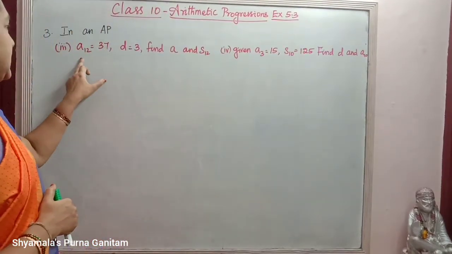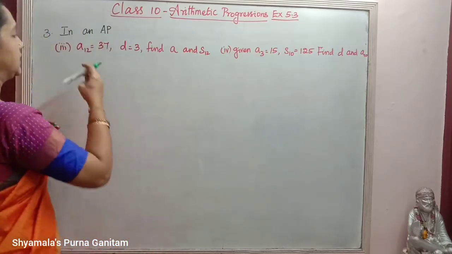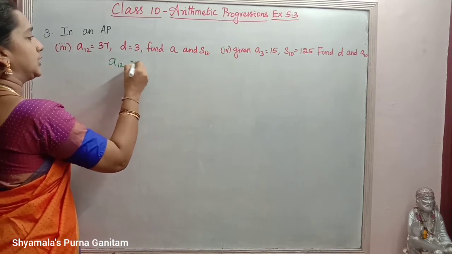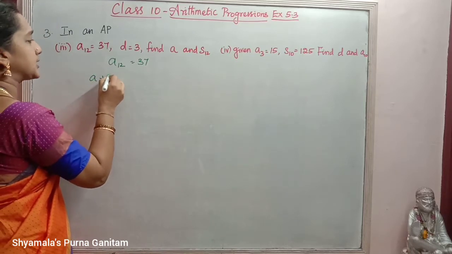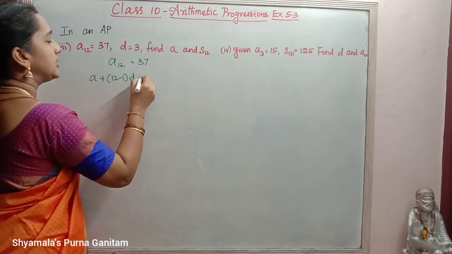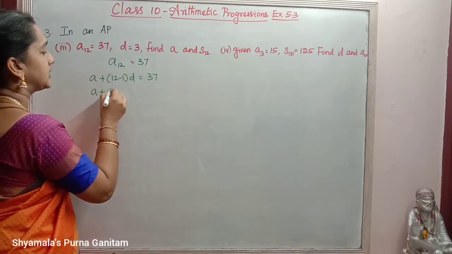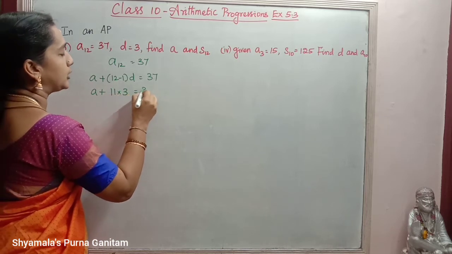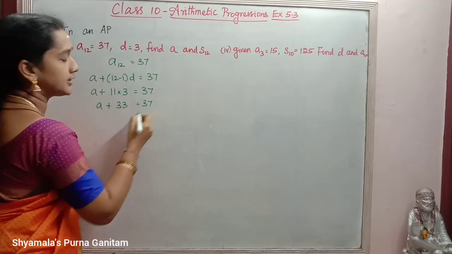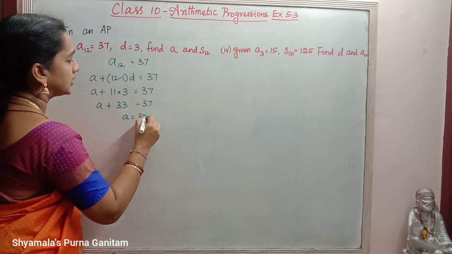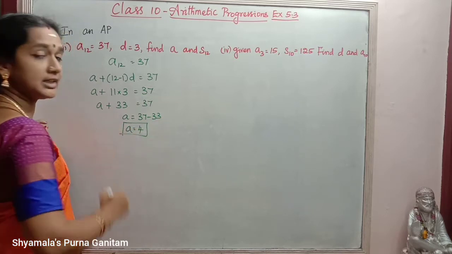Next sum is A12 is 37, D is 3, find A and S12. So here with this A12 is equal to 37, we can find A. So this is A plus 12 minus 1 into D is equal to 37. So D value is given as 3. So A plus 11 into 3 is equal to 37. So here A plus 33 is equal to 37. So A is equal to 37 minus 33. So that is equal to 4. So A value is 4.